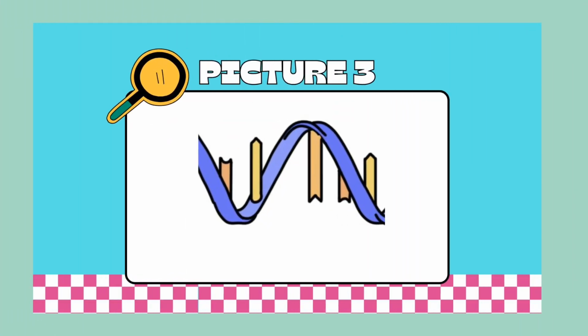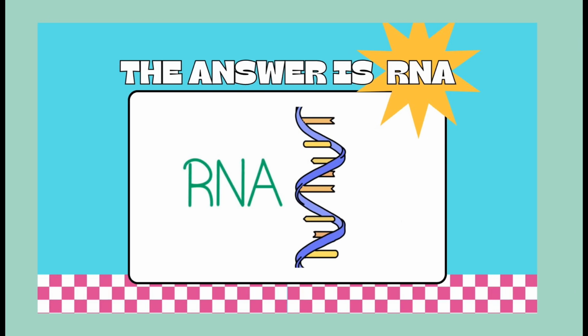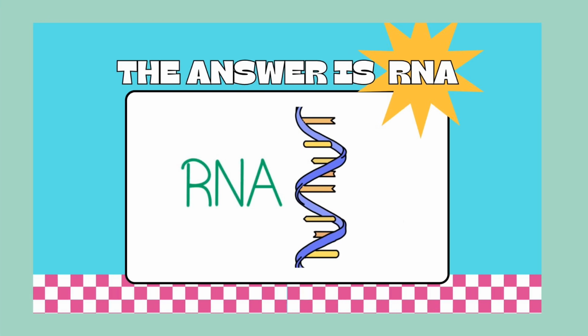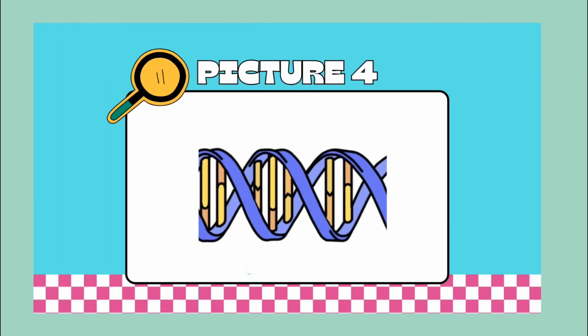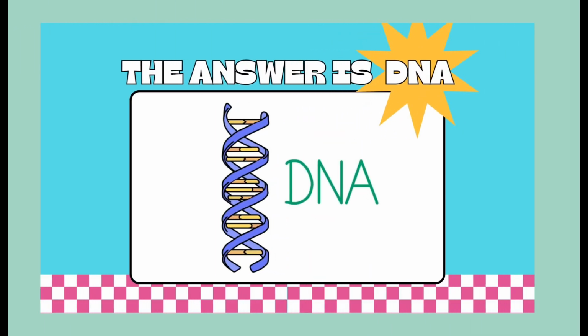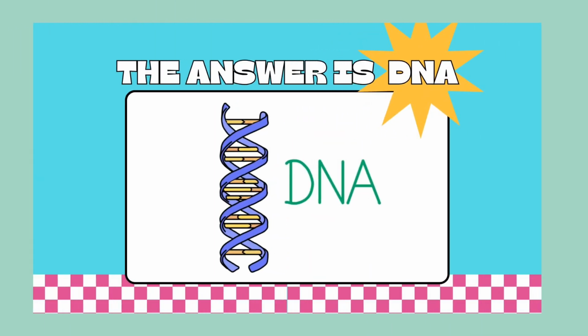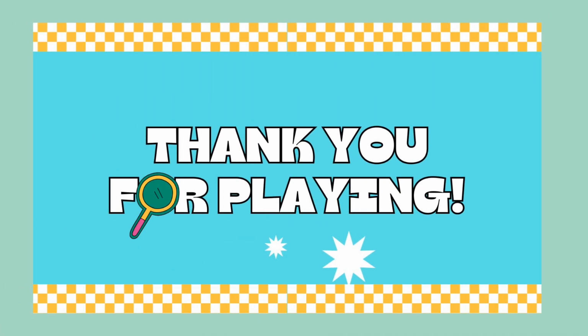Next is the difficult round. Guess what's in picture number 3? Let's see if your answer is correct. The answer is RNA. How about the last picture? Guess what's in the picture? Let's see if your answer is correct. The answer is DNA. Congratulations to those who got the perfect score. Thank you for playing.